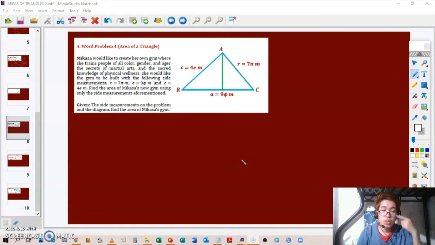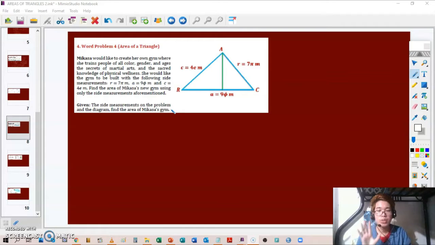Okay, so continuing with our word problems, we have here the fourth one. Mikasa would like to create her own gym where she trains all people of color, gender, and ages, the secrets to martial arts, and the sacred knowledge of physical wellness. She would like to build the gym on the following side measurements.